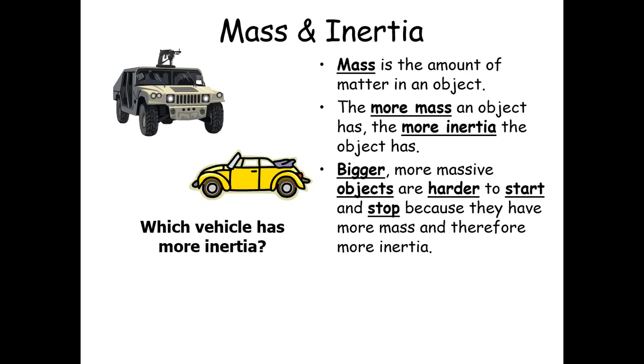Okay, now see mass and inertia. Mass is the amount of matter in an object. The more mass an object has, the more inertia the object has. Bigger, more massive objects are harder to start and stop because they have more mass and therefore more inertia. So suppose, which vehicle has more inertia, requiring more effort to stop or start? This is the basic phenomenon.